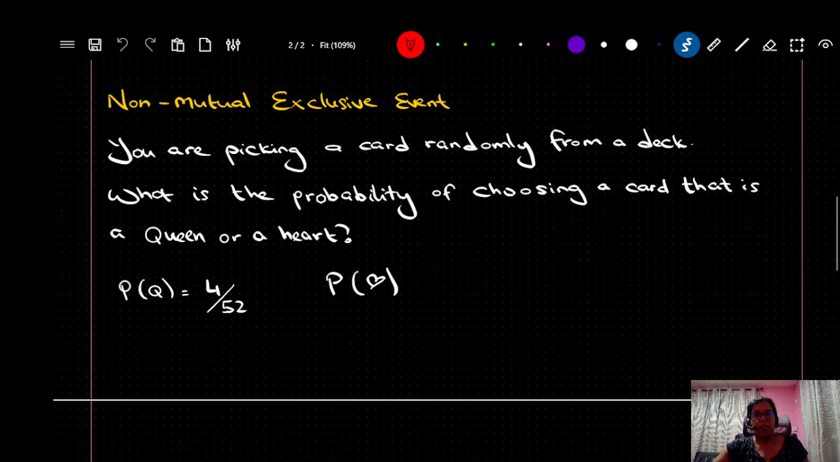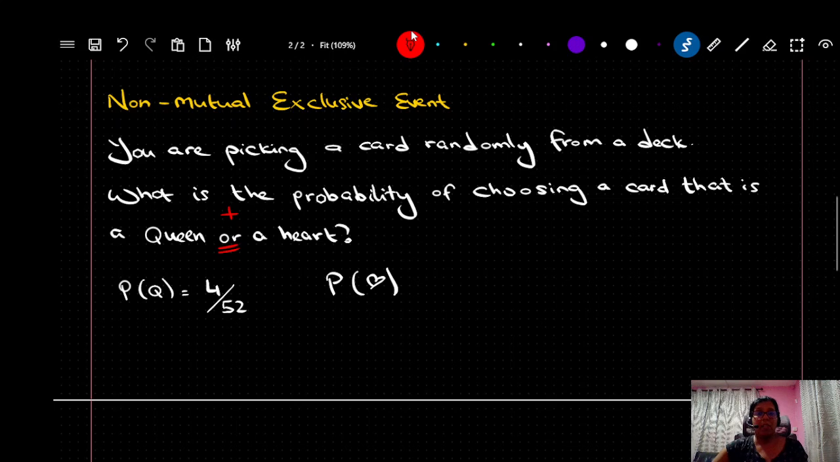So you're picking a card randomly from a deck. What is the probability of choosing a card that is a queen or a heart? As you know, whenever we speak about "or", we need to add. This is the addition rule, where "or" always accompanies the addition rule. So in this question, when you're saying a queen or a heart, the probability of having a queen out of a deck of cards is, if you know about cards, 4 over 52. In a deck of cards, we have 4 queens having different signs.